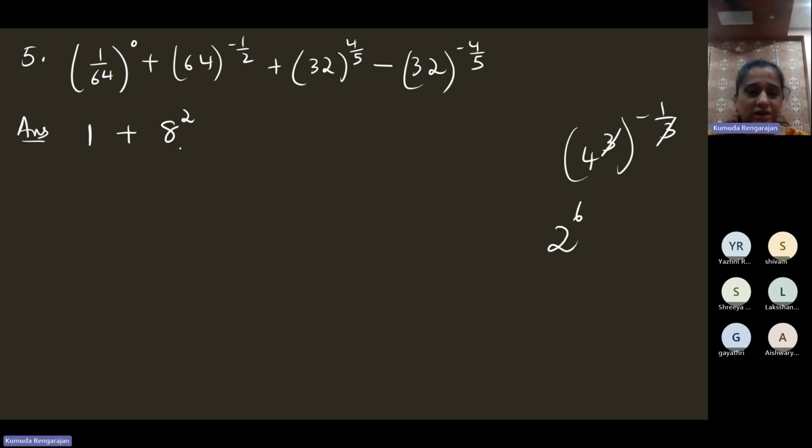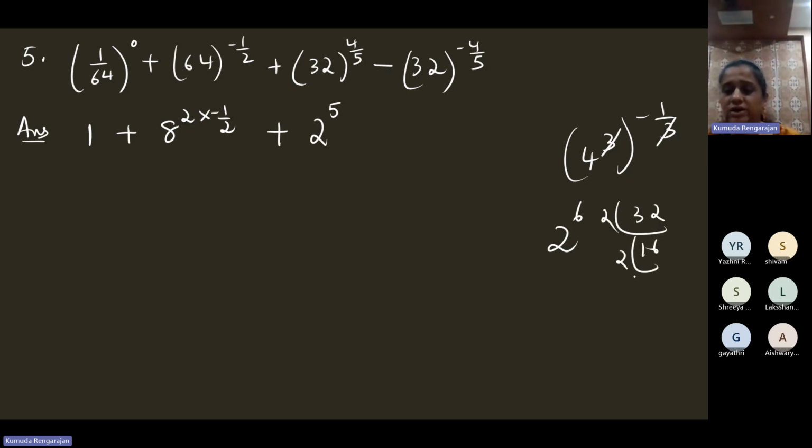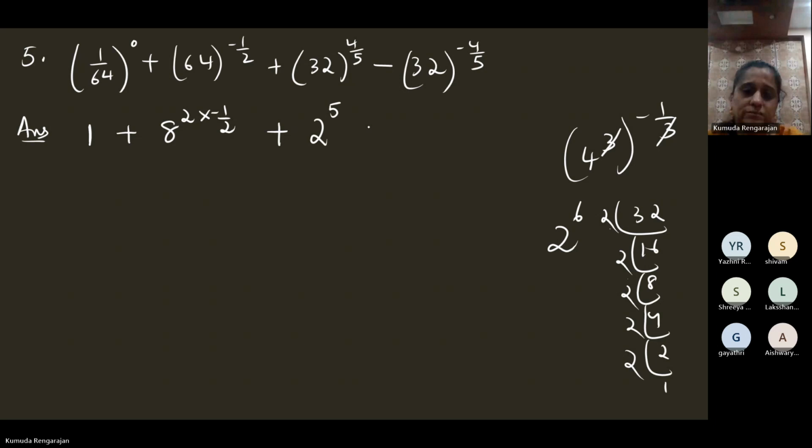Okay, so 64 is 8 squared and there's a power already there, so multiply the powers like this. Plus 32 is 2 to the power 5. See children, you know this: 16 times 2, 8s are 2, 4s are 2, 2s are 2, 1s are. So 2 into 2 into 2 into 2 into 2, 2 to the power 5. 32 is 2 to the power 5.